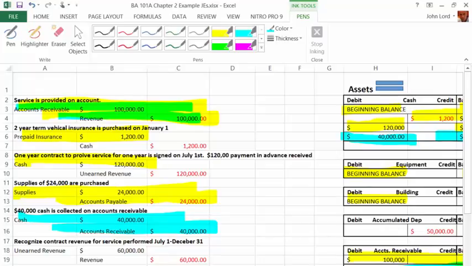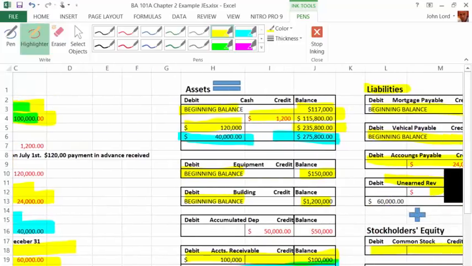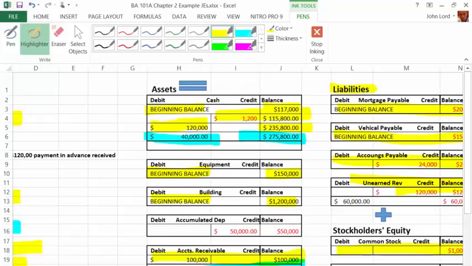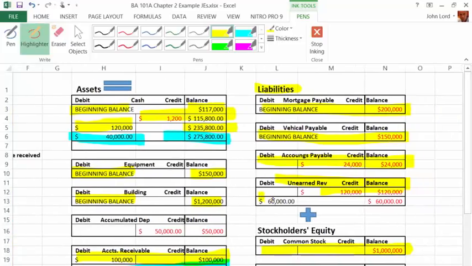Okay? So what happens? You go ahead and you do what? You debit the unearned revenue for 60 because we've now earned that, haven't we? And we credit revenue for 60 because what? You come over to our ledgers, and when we post it, notice that we now have a balance in our liability, our unearned revenue account of 60,000, don't we?